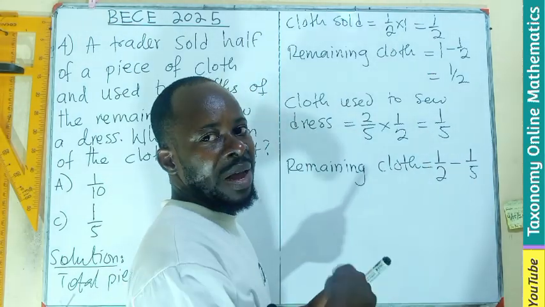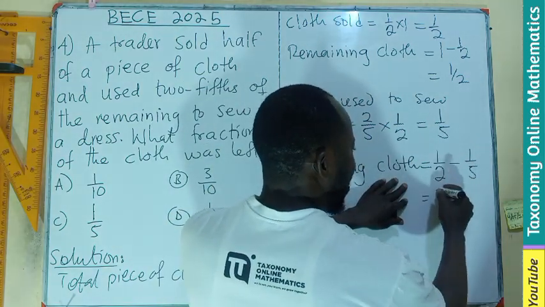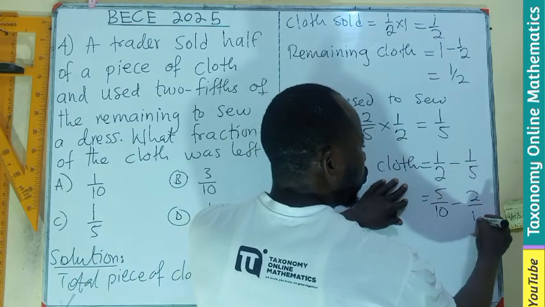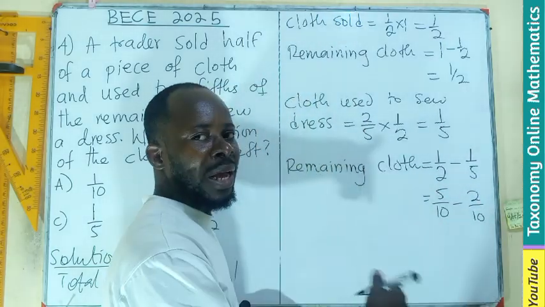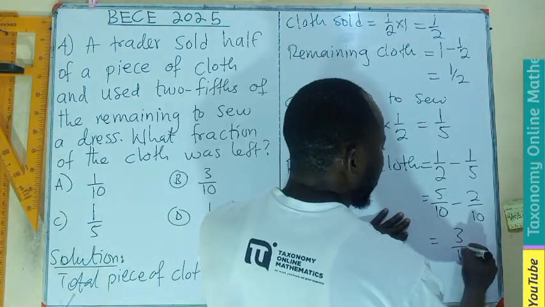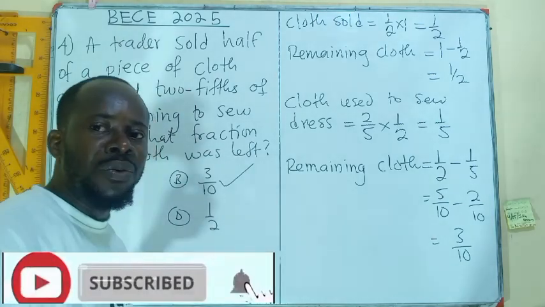So we have 5 minus 2 divided by 5 times 2, 10. Or we use 5 to multiply here to have 5 on 10, 2 to multiply here, 2 on 10. The same denominator, subtract the numerators, and that gives you 3 out of 10 as the fraction left. So we can go for option what?